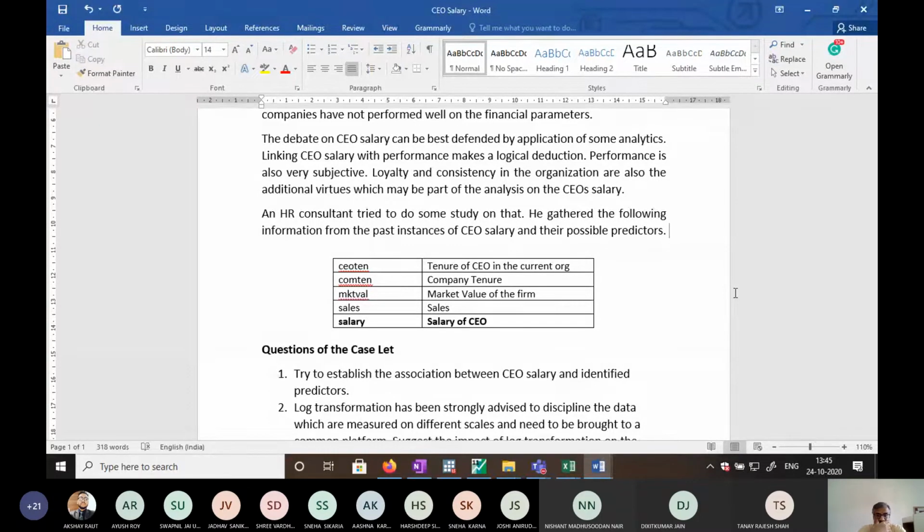We'll be running the regression. We'll be trying to find out whether the salary of the CEO is linked with the performance of the company or with the loyalty element of the individual. So when we run the regression, we'll be in a much better position to tell what is happening, because all the data is real. So the study and the observations will also be real.